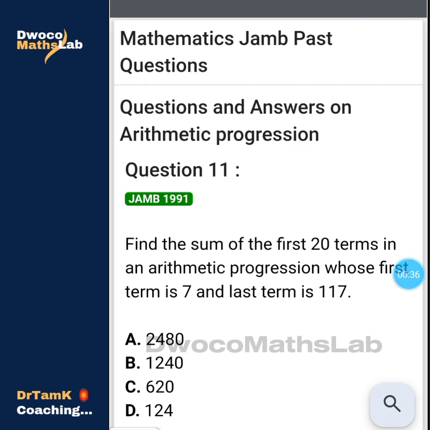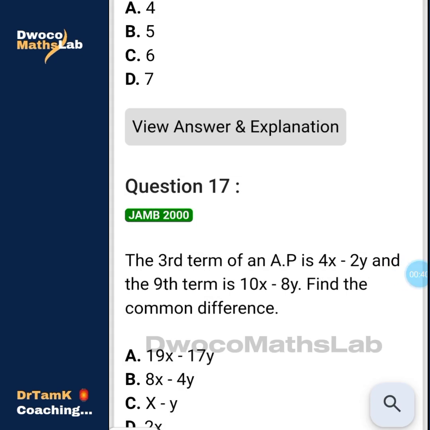Now, let me also give you something related to the nth term. All right, your question 2 is this. Question 2 says the third term of an AP is 4x minus 2y, and the ninth term is 10x minus 8y. Find the common difference. This is simple. So how do you find the common difference? Remember, your common difference is what? Second term minus first term, or third term minus second term, or fourth term minus third term, and so on and so forth. So if the third term of an AP is 4x minus 2y, and the ninth term is 10x minus 8y, find the common difference.